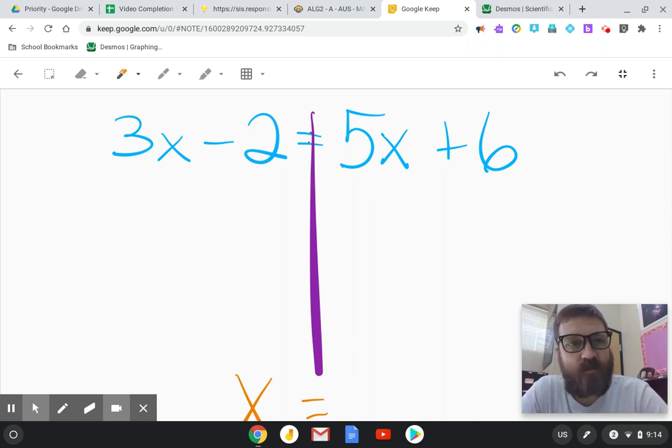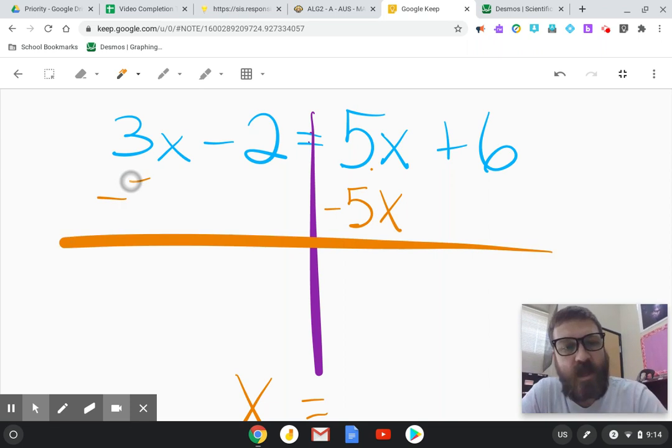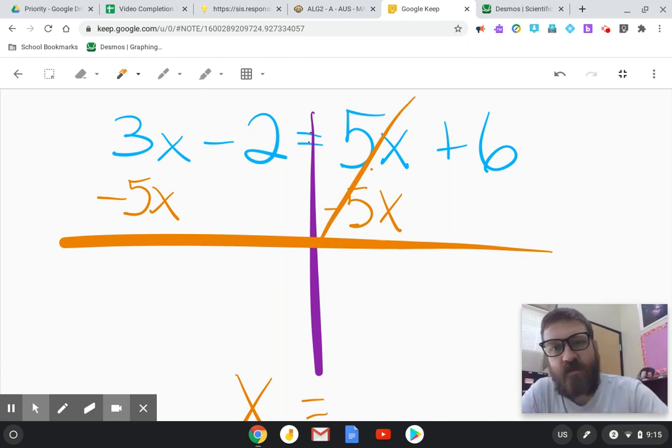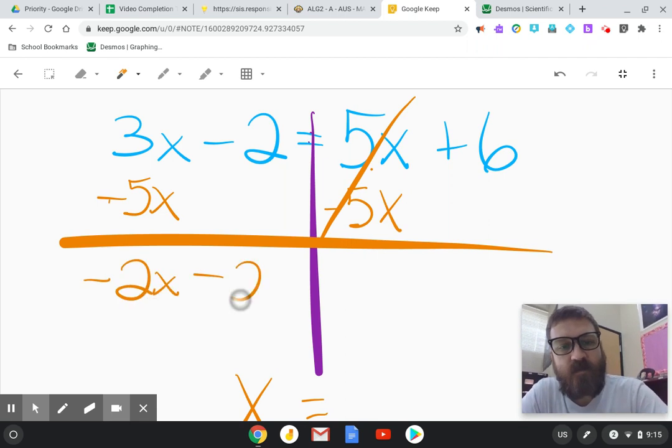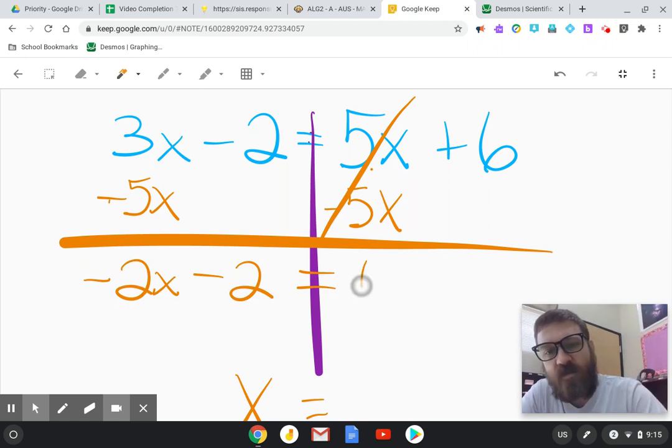So we're going to start with x's. I'm going to move this 5 over here with this 3. When I say move it, I mean I want to do whatever I need to do to get rid of it on the side of the equation it currently is located. And since it is 5x, I'm going to subtract 5x from that side. And again, if I do something to one side of my equal sign, I have to do it to the other. So I'm going to subtract 5x from both. That is going to cancel this out, leaving me with 3 minus 5, which is negative 2x, minus 2 equals 6.